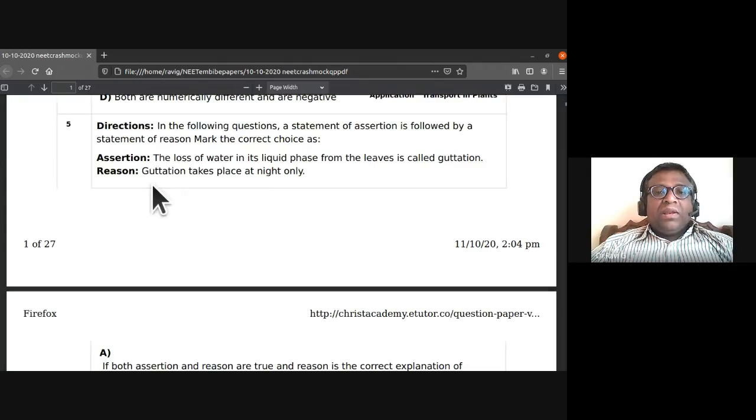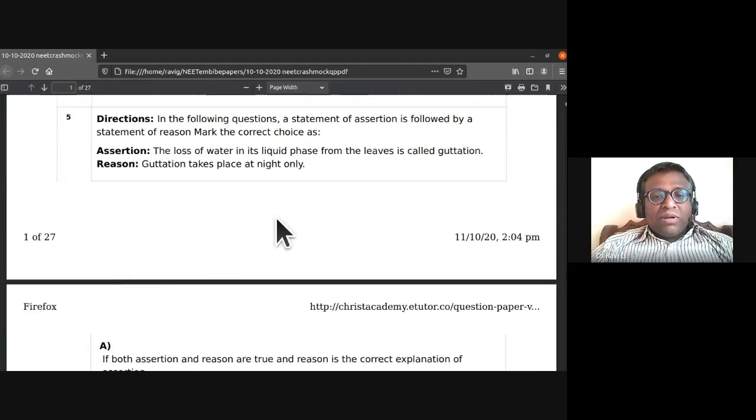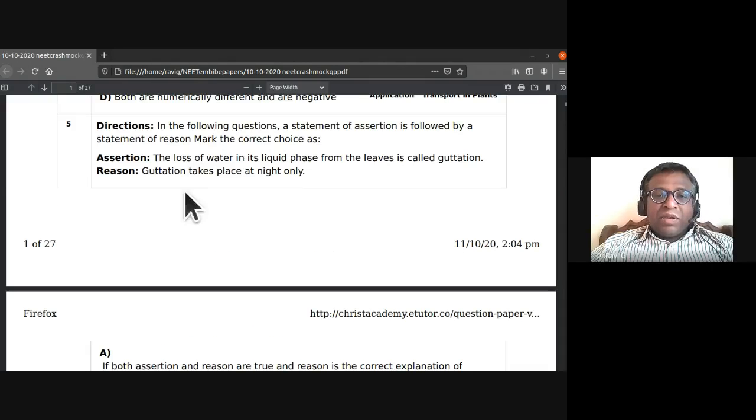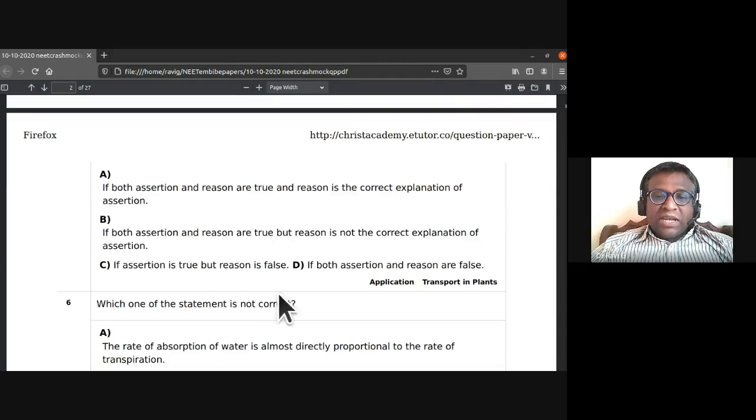Fifth one: the loss of water in liquid phase from the leaves is called guttation. Guttation takes place at night only. You have to find out which is right. Assertion is true, but reason is wrong, because even early in the morning, guttation takes place. So it is not just at night. So assertion is true, but reason is false. So C is the answer for the fifth question.